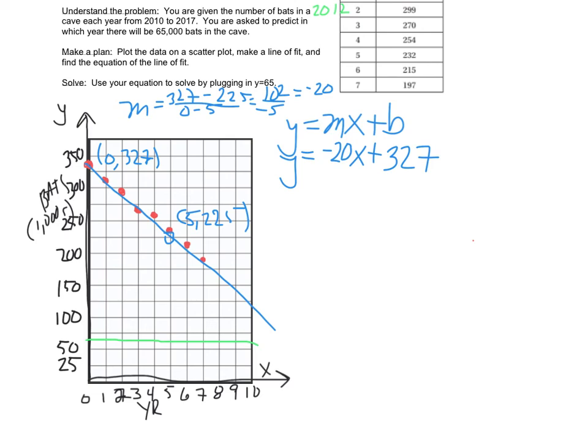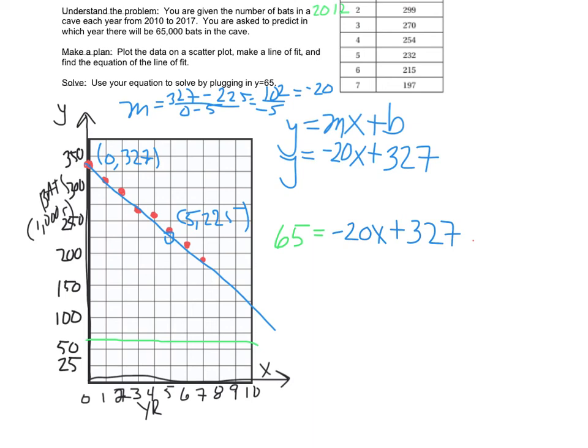So let's think about it. The number of bats is my y value. That's right here. So what I can do is plug in the y as not 65,000, because the table is in thousands, but 65. And by doing that, now I have the rest of my equation that I can go ahead and just start solving.